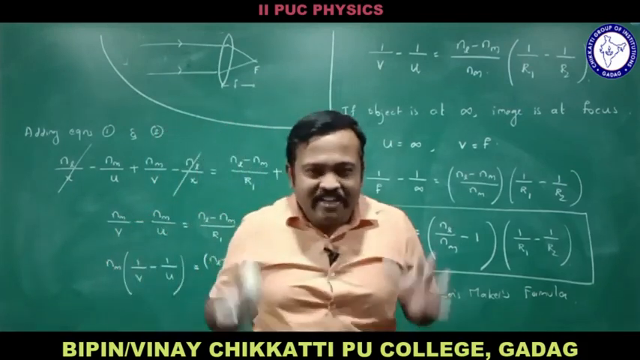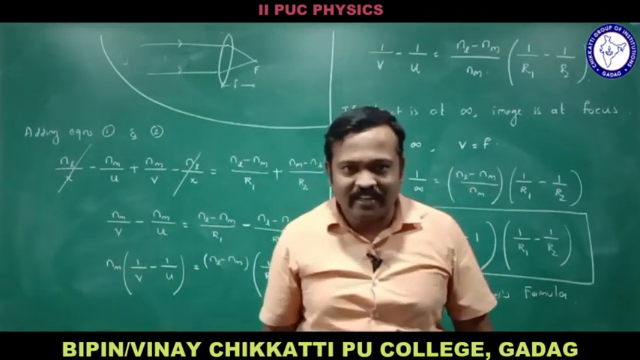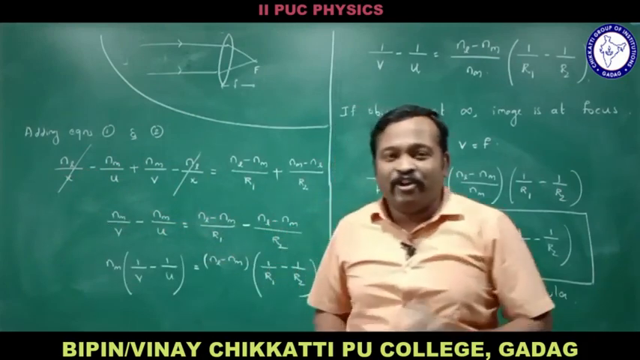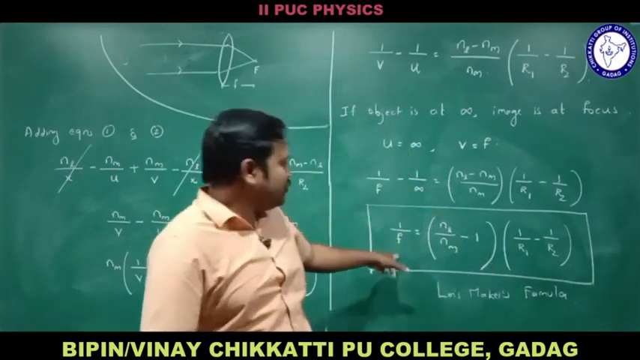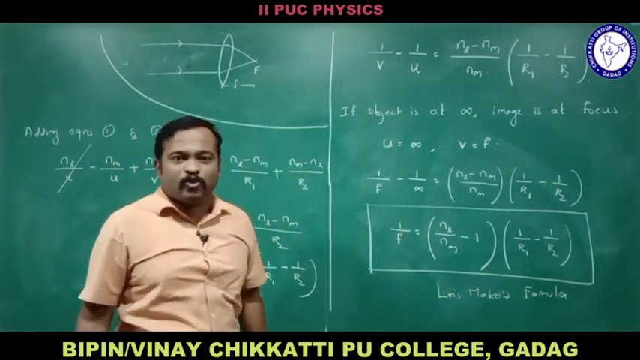Do you remember? Derive the lens maker's formula. The question will be asked like this, and you need to draw the diagram, and we need to know what happens to refraction at both the surfaces, and we will be arriving at this equation, and this equation is called the lens maker's formula.